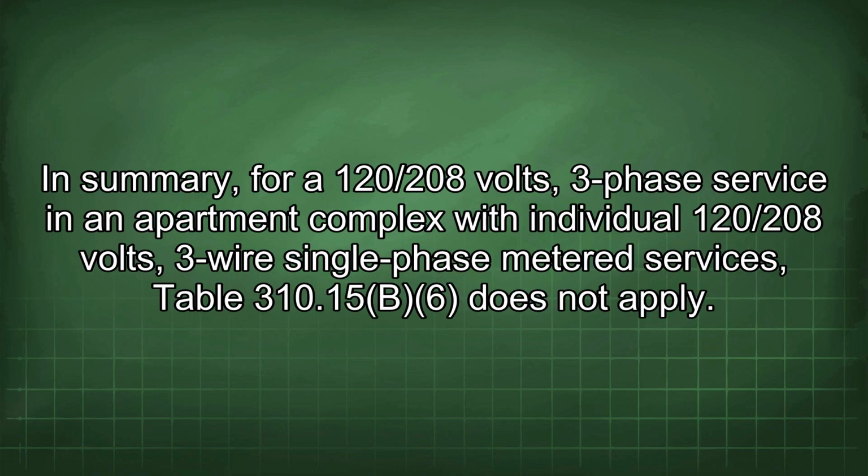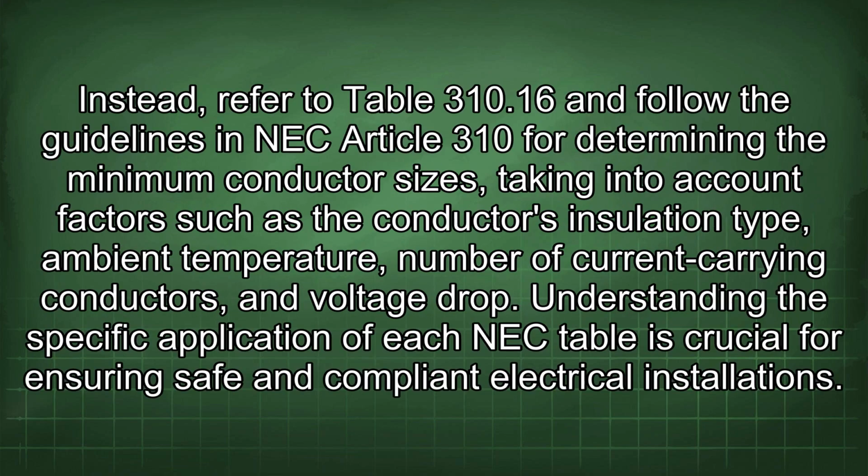In summary, for a 120/208 volt 3-phase service in an apartment complex with individual 120/208 volt 3-wire single-phase metered services, Table 310.15(B)(6) does not apply. Instead, refer to Table 310.16 and follow the guidelines in NEC Article 310 for determining the minimum conductor sizes, taking into account factors such as the conductor's insulation type, ambient temperature, number of current carrying conductors, and voltage drop. Understanding the specific application of each NEC table is crucial for ensuring safe and compliant electrical installations.